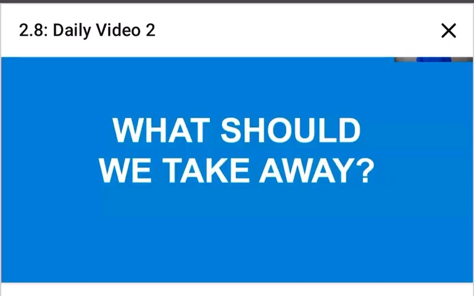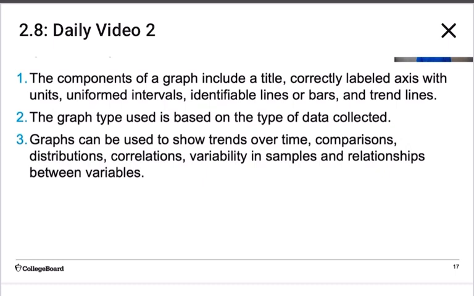So what should you take away today? First, the components of a graph include a title, correctly labeled axes with units, uniform intervals, identifiable lines or bars, and trend lines. The graph type used is based on the type of data collected. Graphs can be used to show trends over time, comparisons, distributions, correlations, variability in samples, and relationships between variables.